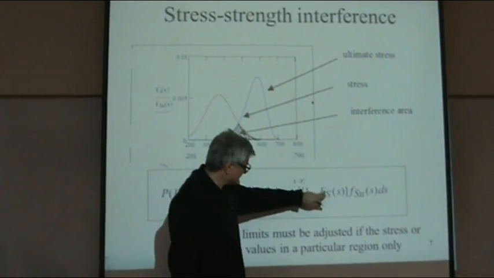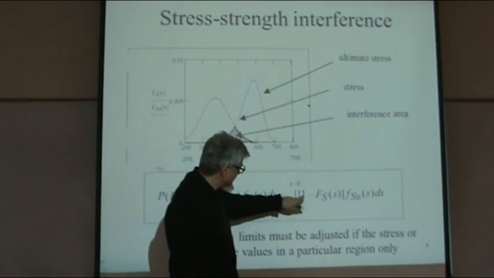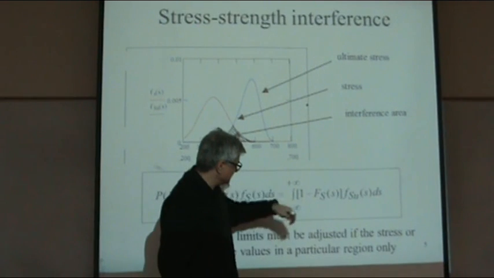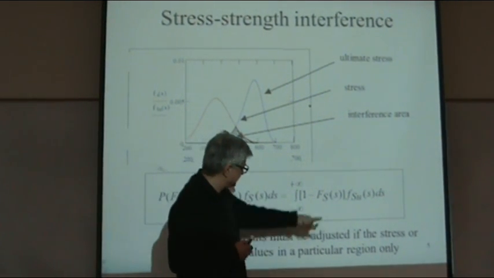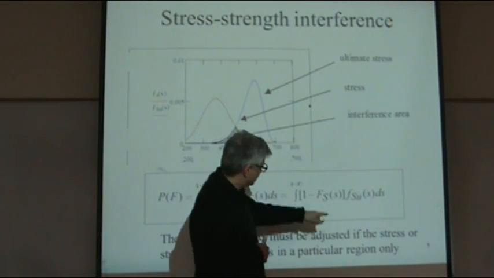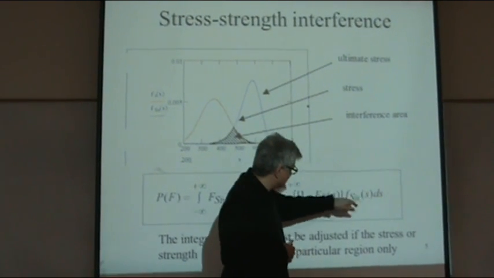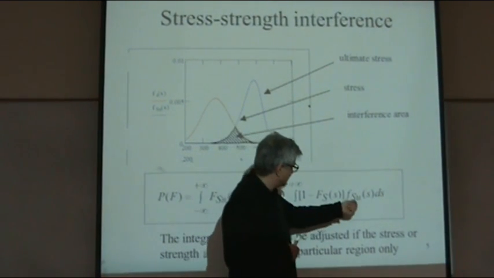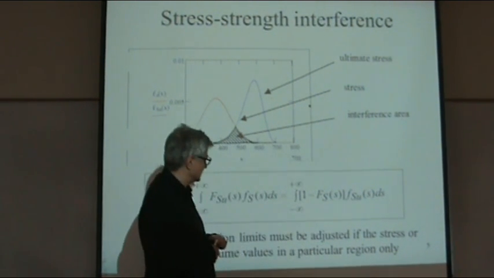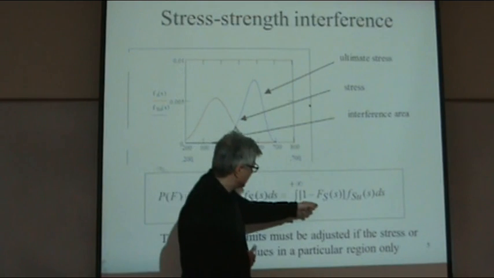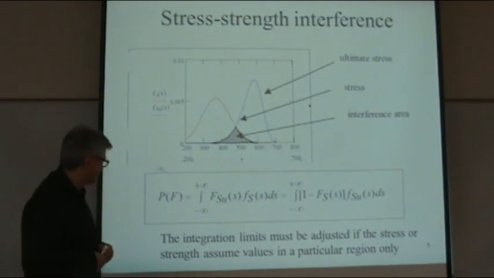F of S, capital F of S, is the probability of the stress being less than the value. This is the complement, so it's the probability of the stress being higher than value S. And then this is the probability density function of the strength evaluated at this value of the stress. Okay, and if you integrate this, then you find again the probability of failure.